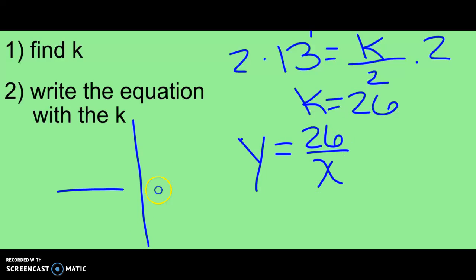All right, when you go to graph that, it is going to be a very spread out looking inverse variation, okay? Remember, it doesn't go through the origin. Nope, doesn't go through the origin.